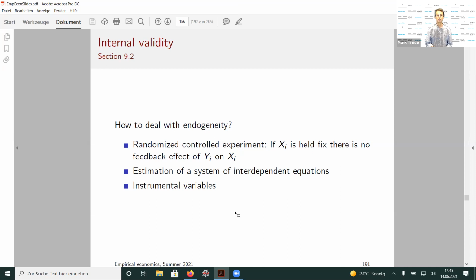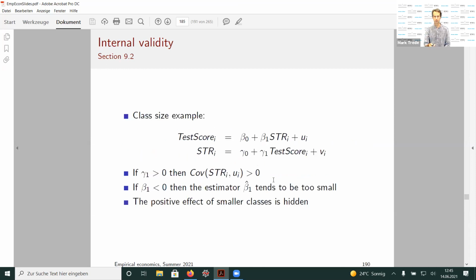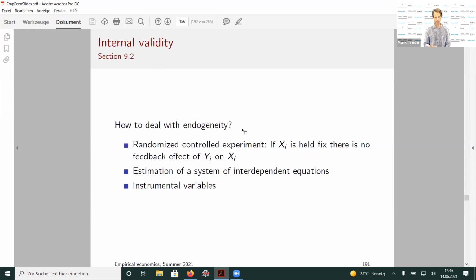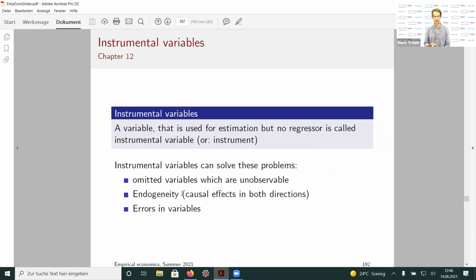And there are two approaches. The first one is the estimation of a system of interdependent equations. So, going back to the previous slide, we not only estimate the first regression line, but both regression lines at the same time. That would be one approach. And the second approach would be to use instrumental variables. And that's the more usual approach and the simpler approach. And this is the approach that we are going to talk about next. All right, so this will be the next topic.